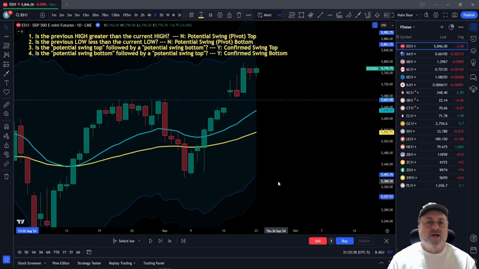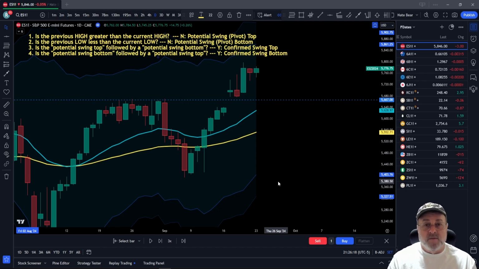Okay, in this video, what we're going to do is step through each price bar on the chart, to help you understand how to identify what we call potential swing tops and confirmed swing tops, or potential swing bottoms and confirmed swing bottoms. Now, a potential swing top is simply a price bar that has the possibility of becoming a confirmed swing top depending on what price bars do following. And we'll be covering confirmed shortly.